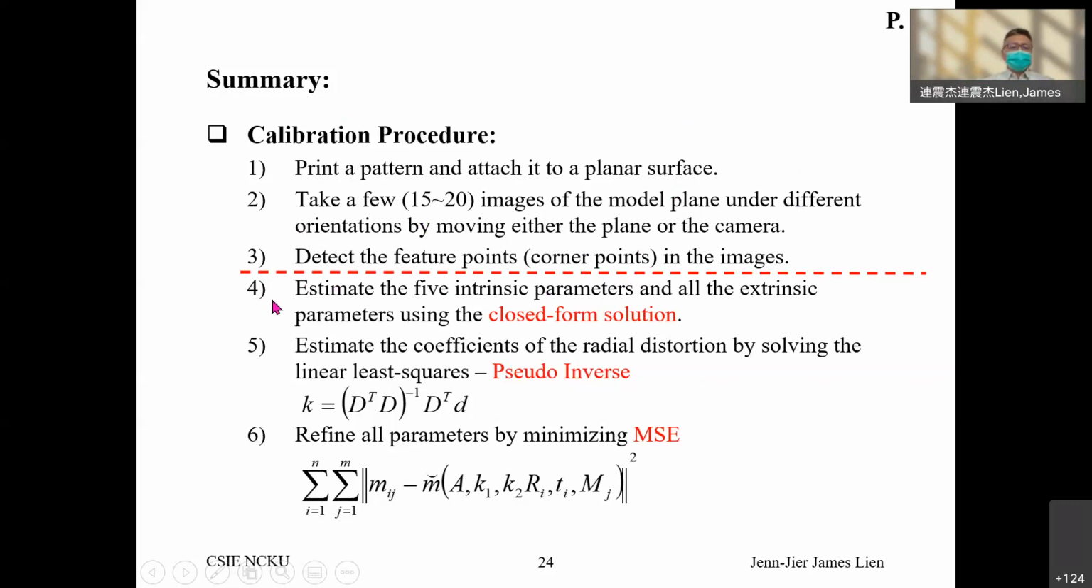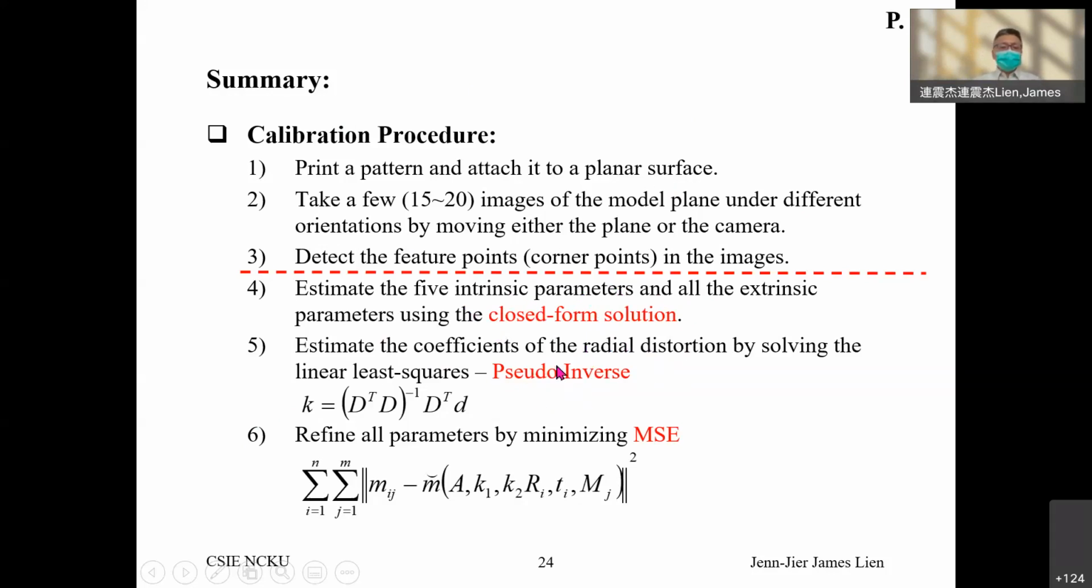And steps 4, 5, 6: we try to estimate the intrinsic parameters and the extrinsic parameters. The first is a linear approach using a closed-form solution, and then using the pseudo inverse. But this doesn't mean you use them for the same purpose. Intrinsic parameters use closed-form solution, but radial distortion parameters use pseudo inverse.